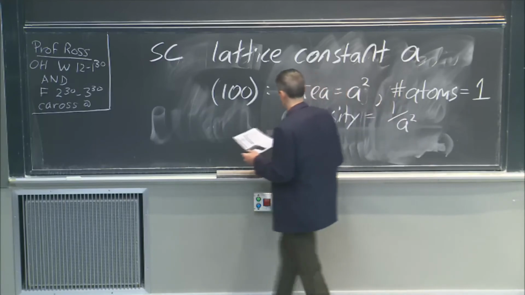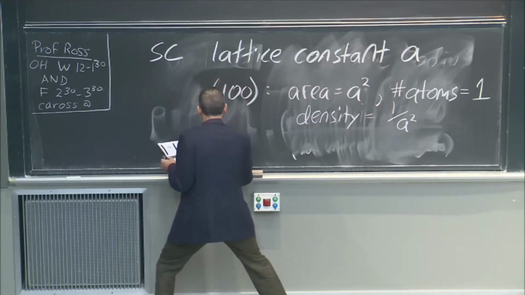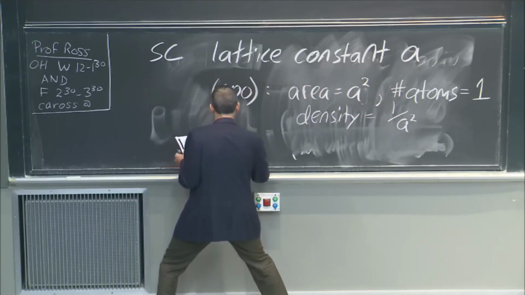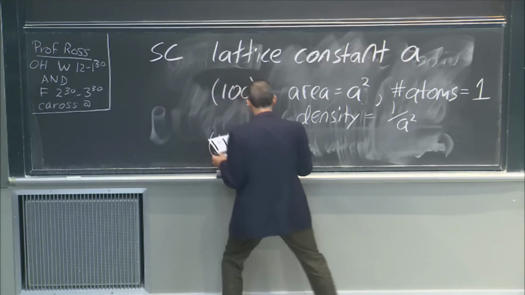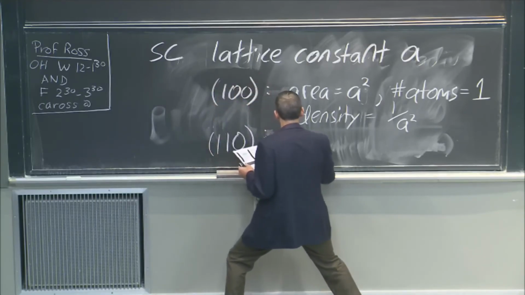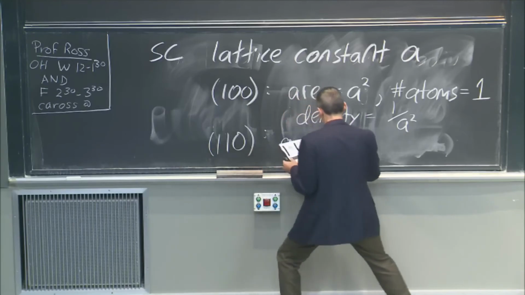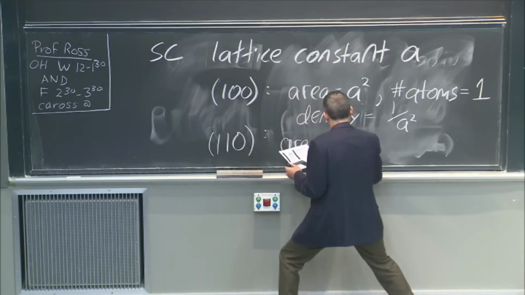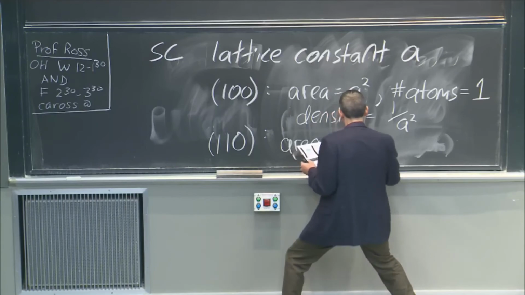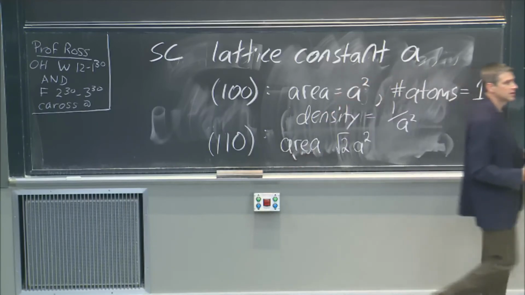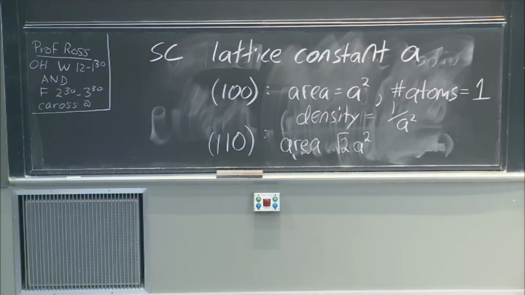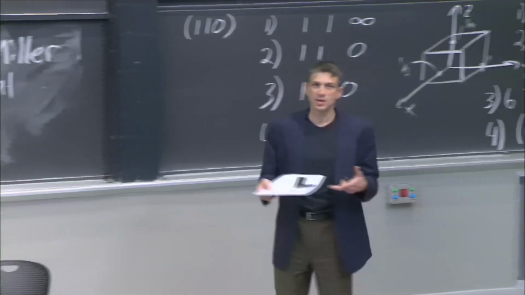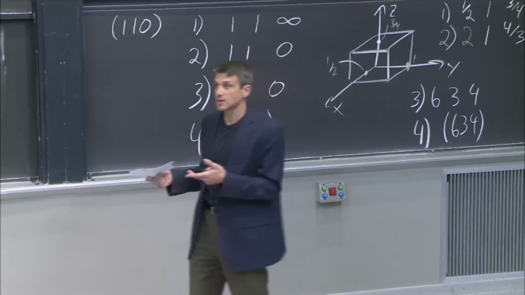Now, that's a pretty easy case, right? If I did the 110 direction, it's a little bit different because the area is now different, right? So the area in this case is root 2 a squared. You see that? The area in that plane is different. So the density of atoms in the plane is different. Okay?